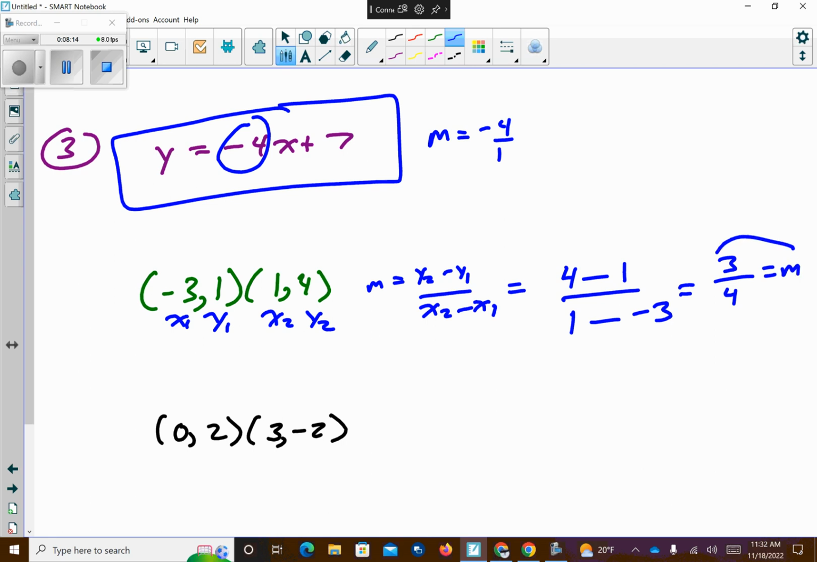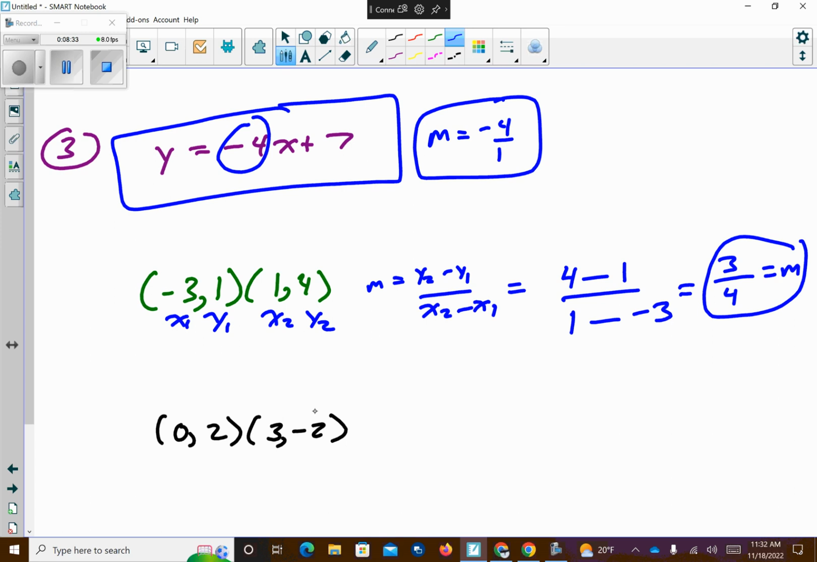Is 3/4 as a slope versus negative 4 over 1 as a slope parallel or perpendicular? No, they're not identical, so they're not parallel. They're not flipped over negative reciprocal fractions.